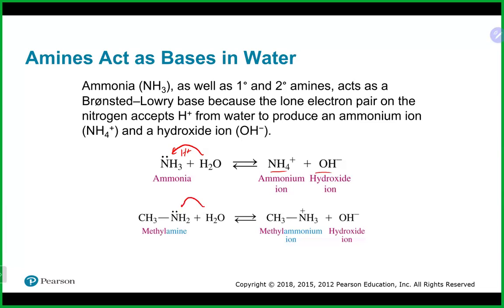It will accept the H plus from water. Water here would be acting as the acid, and our methylamine would be acting as the base. That's going to put on an H plus over here. So we do adjust the charge like we talked about when we're doing Bronsted-Lowry, and we're left with hydroxide. Both of these produce hydroxide, which is why these things are really basic, because in solution they have the ability to produce hydroxide, which would make that solution basic.